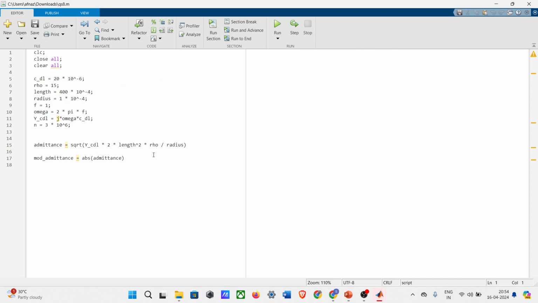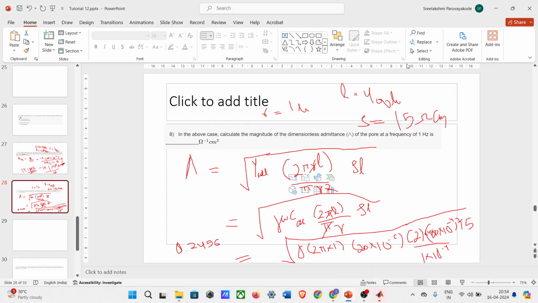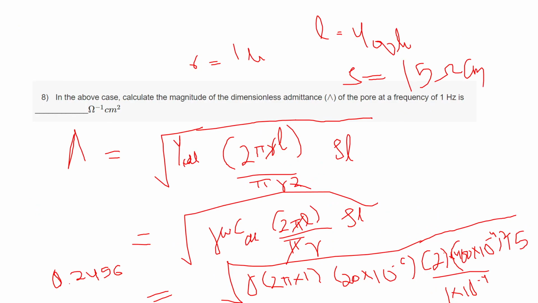There I've found it out as 2 into length square into rho by radius. So here I've done correctly. There I just made that mistake. Is there any doubt in that?